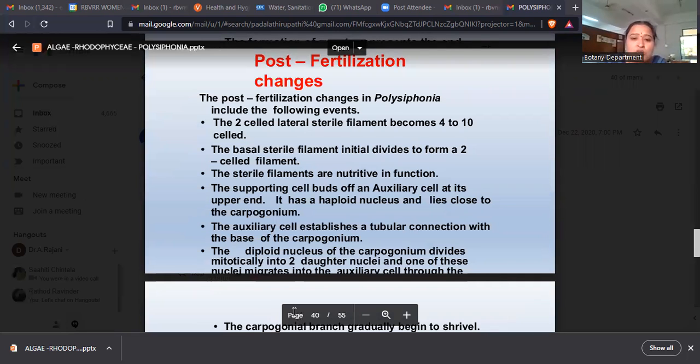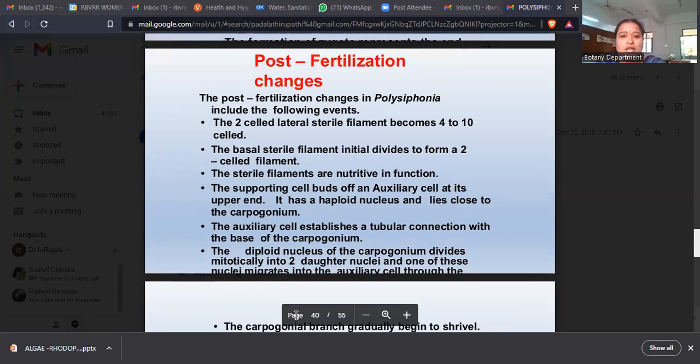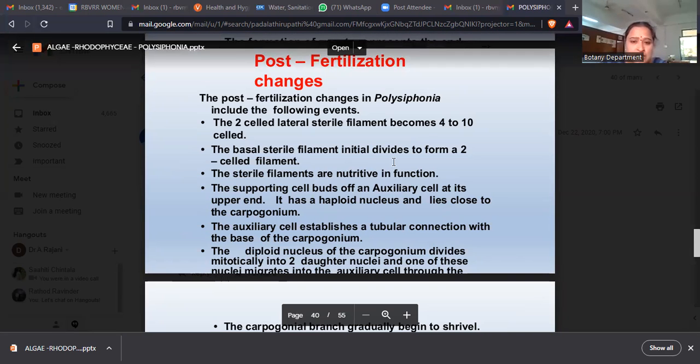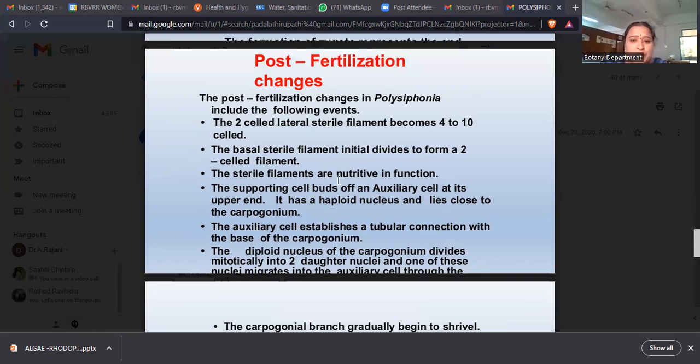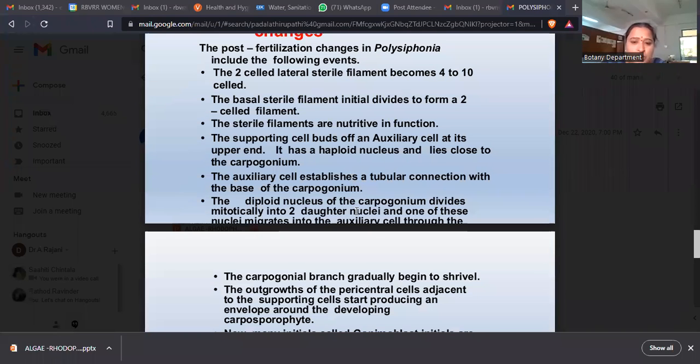First, a lateral sterile filament of 4 to 10 cells is there. That filament is called the nutritive filament, supporting cell, or auxiliary cell. It has haploid nuclei. These haploid nuclei lie close to the carpogonium. The auxiliary cell is established, connected with the basal part of the carpogonium. Here a diploid nucleus is there.